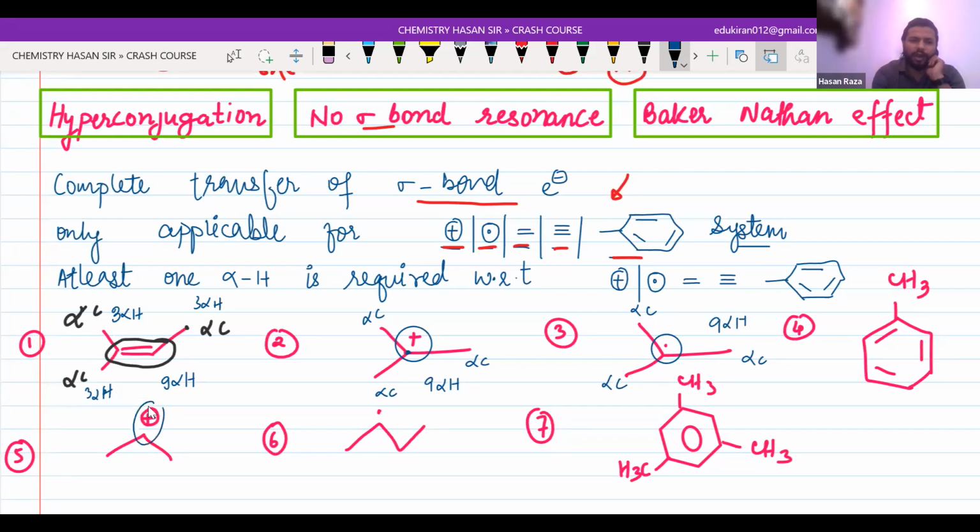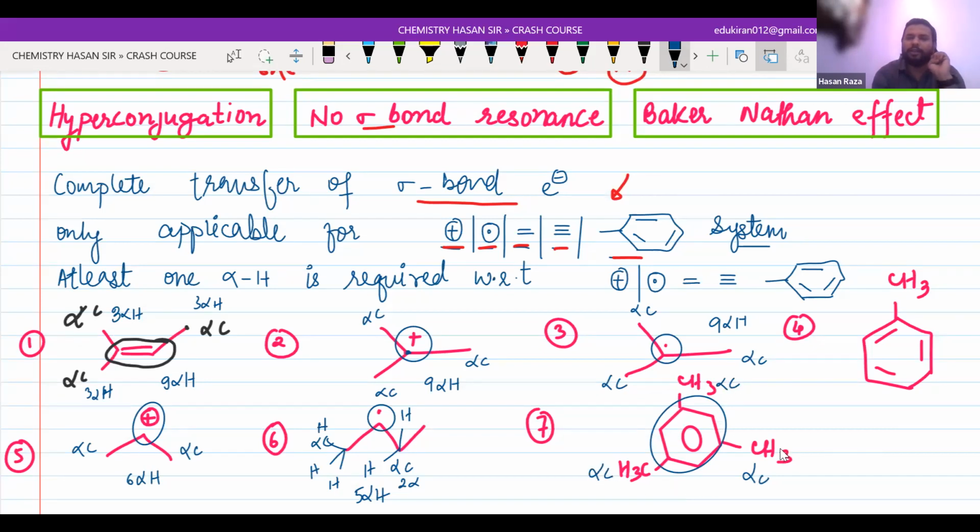With respect to this carbocation, alpha carbon, alpha carbon, each alpha carbon has three alpha hydrogen, so total 6 alpha hydrogen. With respect to this, you can see alpha carbon and alpha carbon. This alpha carbon has only two hydrogen, so 2 alpha hydrogen, and the total alpha hydrogen here will be 5. With respect to this benzene group, you can see 3 alpha carbon, 1, 2, and 3, and each alpha carbon has 3 alpha hydrogen, so total 9 alpha hydrogen. With respect to this, you can see 1 alpha carbon, and with this alpha carbon there are 3 alpha hydrogen.